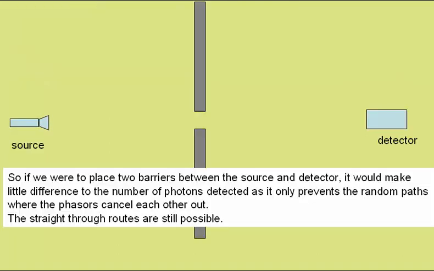So if we were to place two barriers between the source and the detector, as shown here, it would make little difference to the number of photons detected, as these barriers only prevent the random paths where the phasors would cancel each other out. The straight-through routes are still possible.